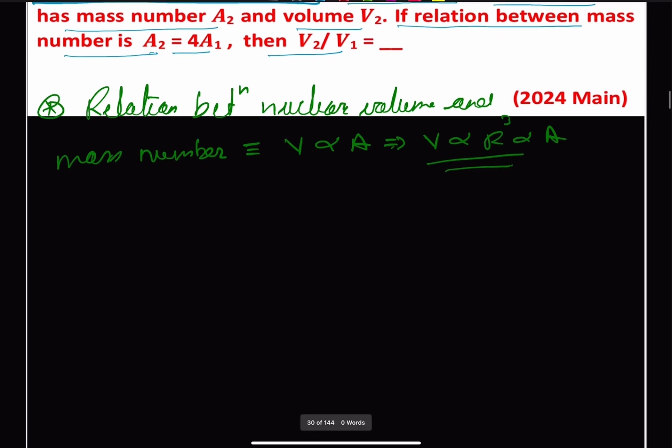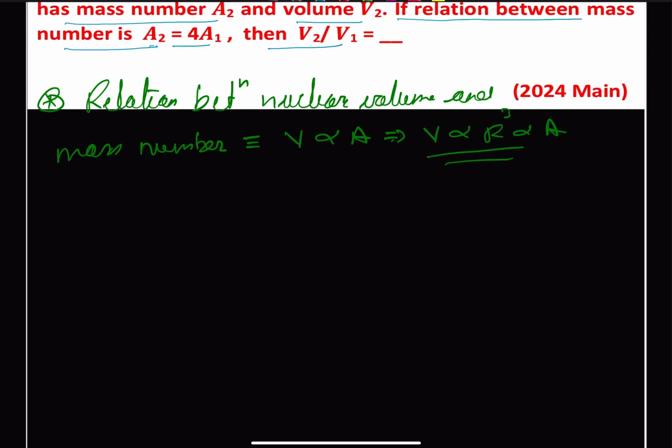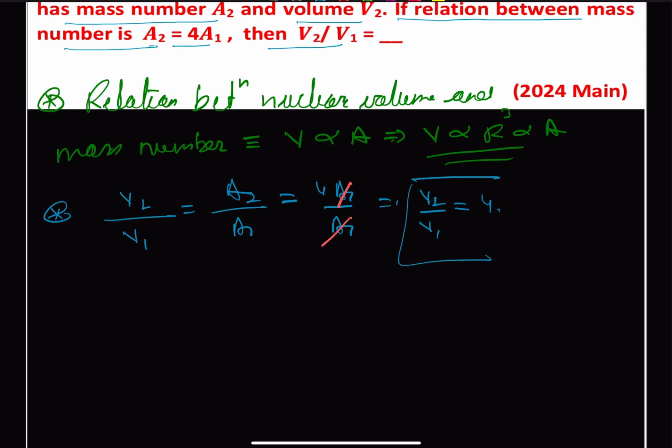We can just take the ratio because there is a direct proportionality. So we can say V2 upon V1 is equal to A2 upon A1. And we are already given that A2 is 4 times A1. So here A1 and A1 cancel out, so we get V2 upon V1 is equal to 4. So the answer is 4.